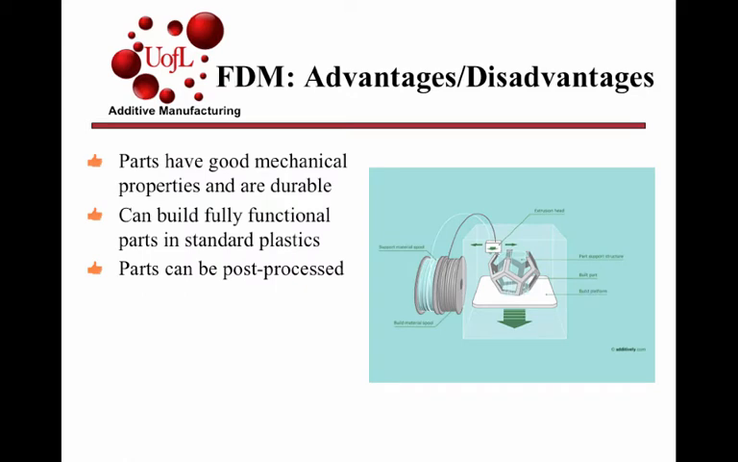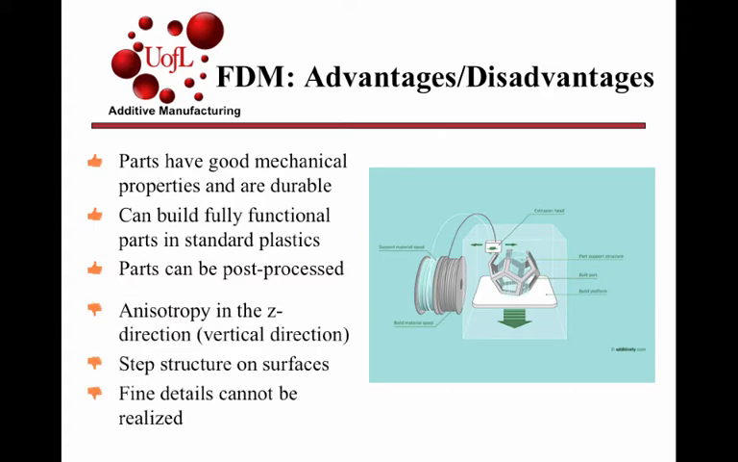Moving forward, some of the advantages and disadvantages of FDM include that you have properties that are decent. You can make durable parts. You can make fully functional components, and the parts can be post-processed to improve surface finish, appearance. One of the issues really is the anisotropy in the Z direction. That is a feature of the part. We saw a little bit of that when we covered mechanical properties towards the end of lecture 2.